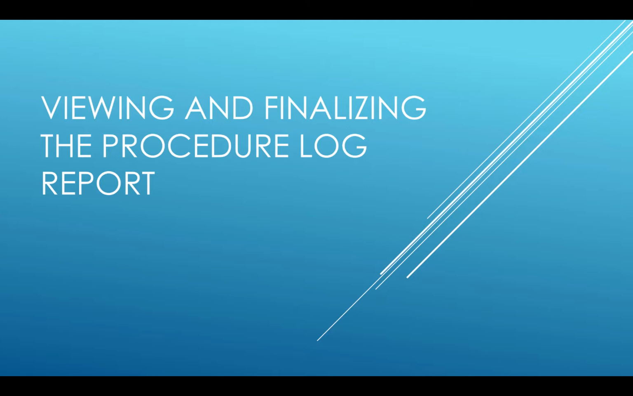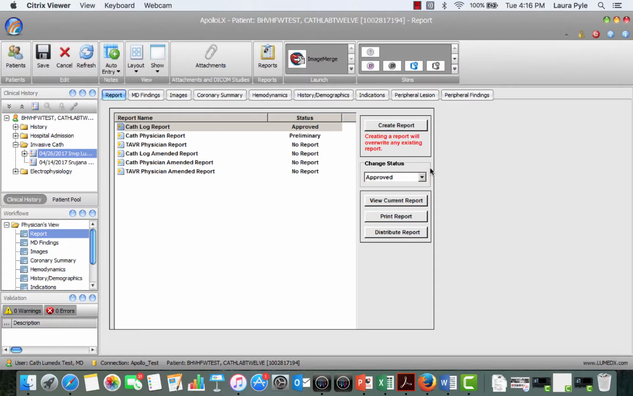Viewing and finalizing the procedure log report. By default, the Report tab will be the first tab opened in the cath workflow. The first thing you will want to do is check the status of the cath log report to see if it is ready to be finalized.